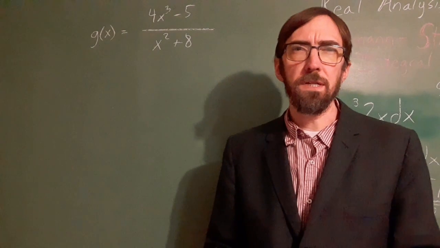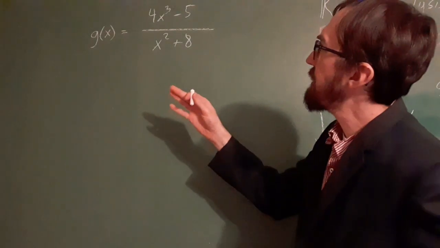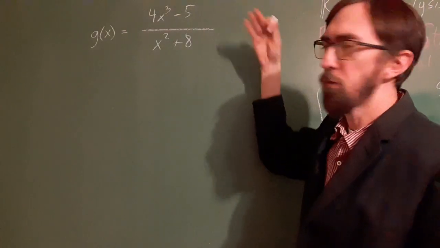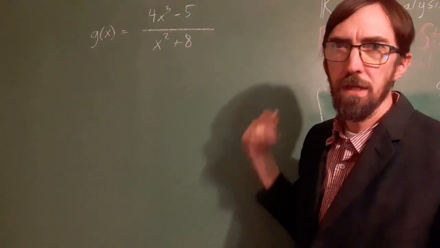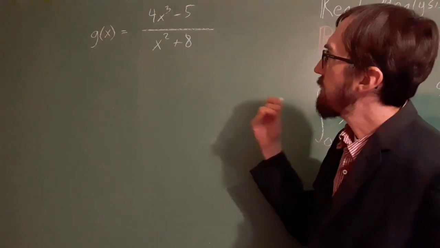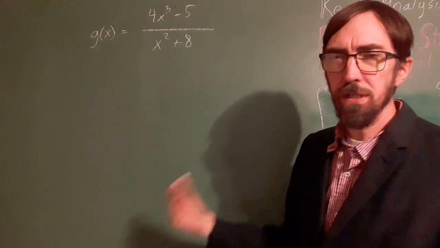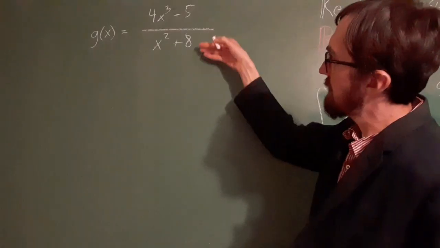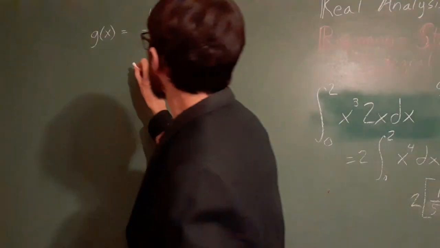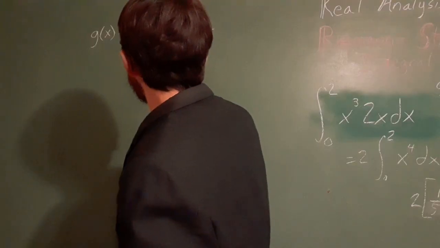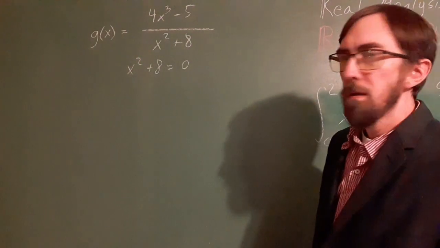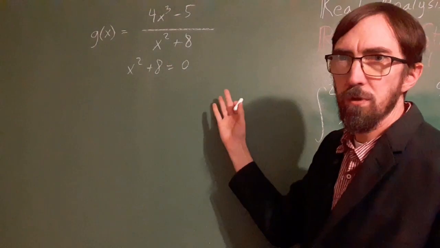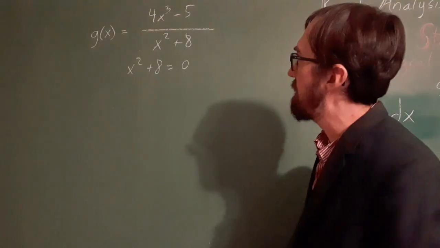All right, we're going to take a look at a second function. We have g of x is equal to 4x cubed minus 5 over x squared plus 8. So again, we can go through and check for the 3 basic types of asymptotes here. We can look at vertical first. We're going to set the denominator equal to 0 and solve. Bring the 8 to the other side, we have -8. If we take the square root of that, we're going to get a complex number.